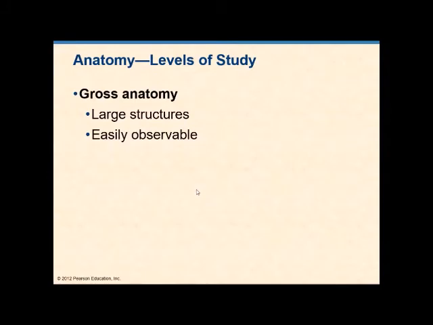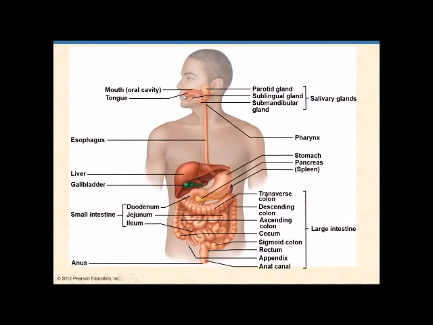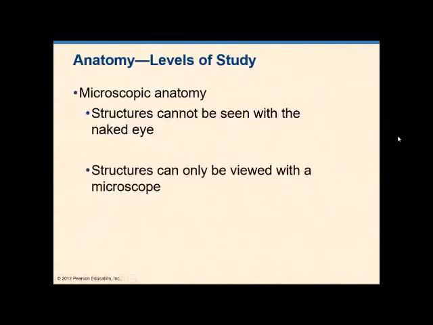Now, there are lots of different levels of study. We've got gross anatomy, which deals with large structures, easily observable. So here we have an image of some things about gross anatomy. We've got some internal structures that are also considered part of the gross anatomy, so different glands, different things like that, but facial structures, etc.